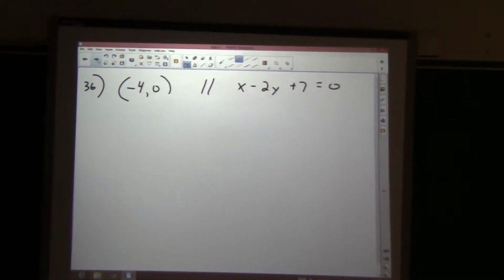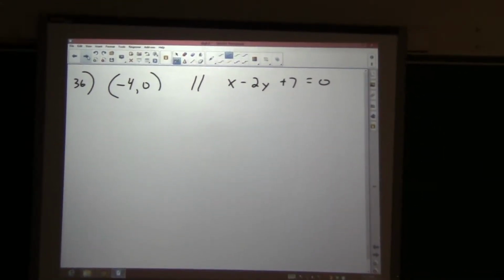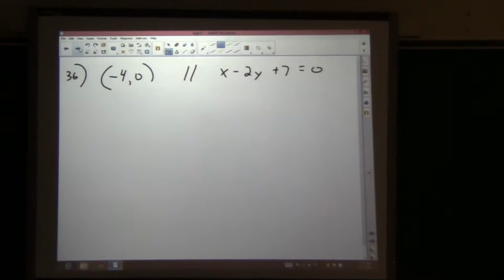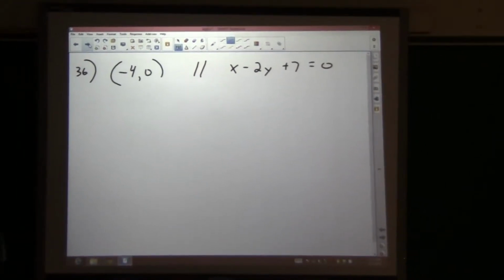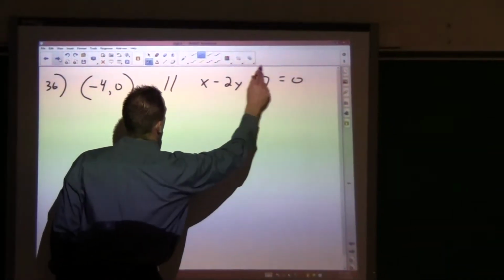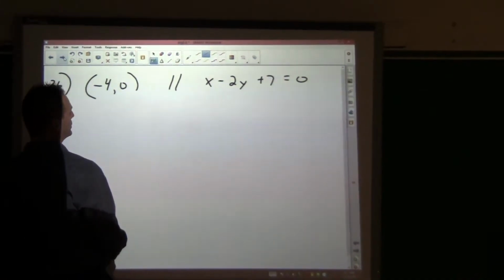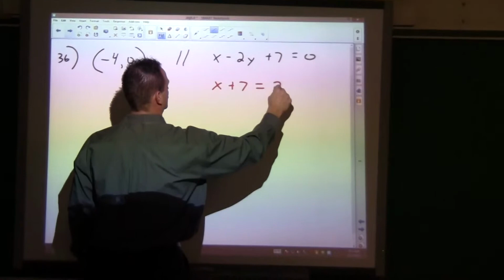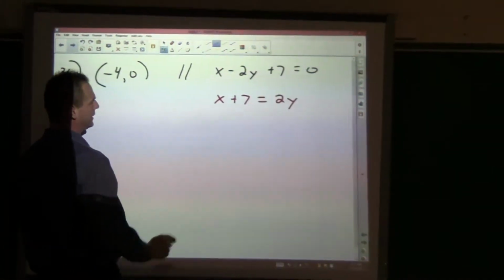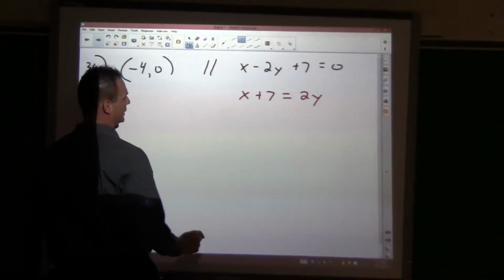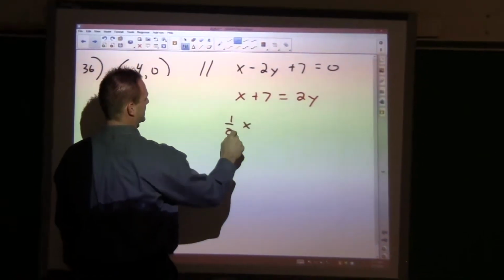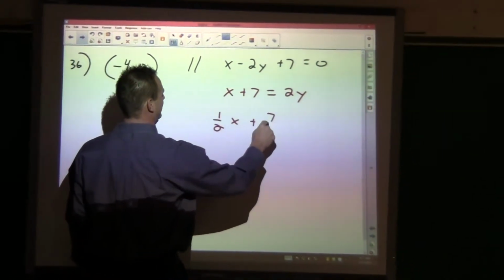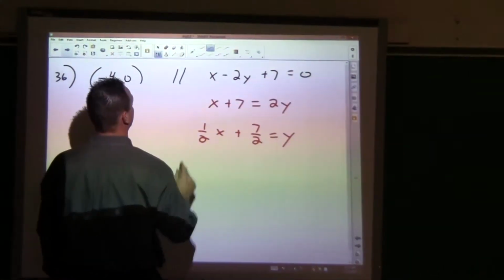The line that is parallel to that equation and contains the point (-4, 0). All right? First thing, I'm going to change this to slope-intercept form. x + 7 = 2y. Got the y on the other side. Divide everything by 2: 1/2 x + 7/2 = y.